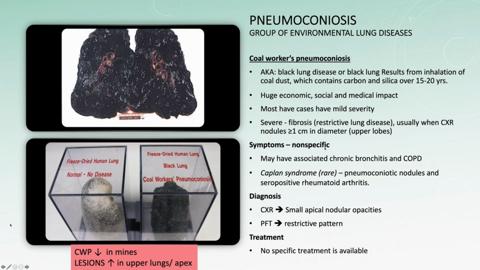Symptoms, they're pretty nonspecific most of the time. Some can have associated chronic bronchitis, COPD, and then there's this other syndrome that they sometimes test on. It's rare, but it's essentially pneumoconiasis nodules paired with rheumatoid arthritis. So if you see that, that is Caplan syndrome. What do we see on chest x-ray? Well, we mentioned small apical nodular opacities. And PFTs are, of course, going to show you a restrictive pattern. We are talking about restrictive lung disease today.